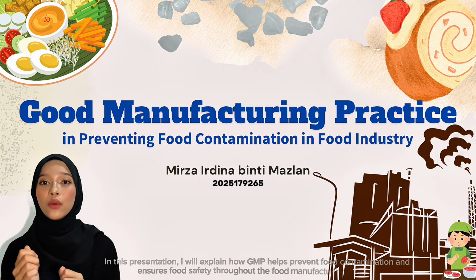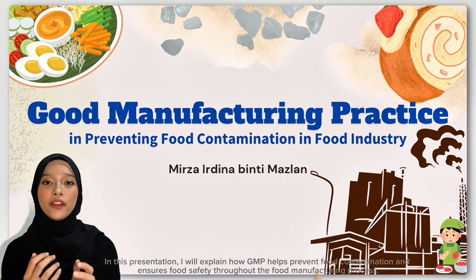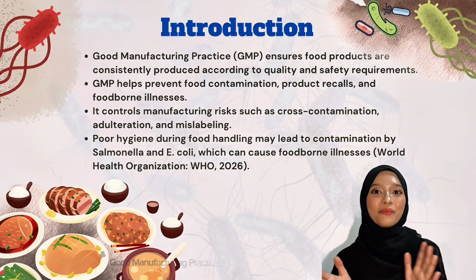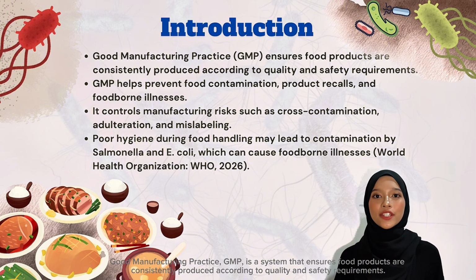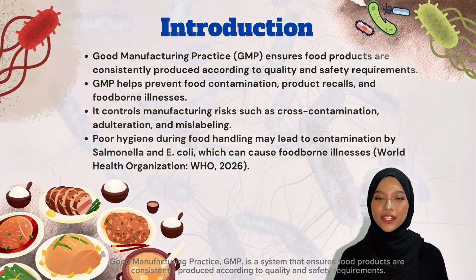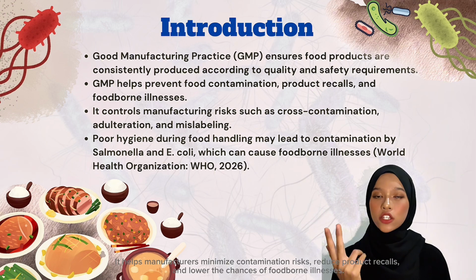In this presentation, I will explain how GMP helps prevent food contamination and ensures food safety throughout the food manufacturing process. Let's begin. Good manufacturing practice, GMP, is a system that ensures food products are consistently produced according to quality and safety requirements. It helps manufacturers minimize contamination risks, reduce product recalls, and lower the chances of foodborne illnesses.